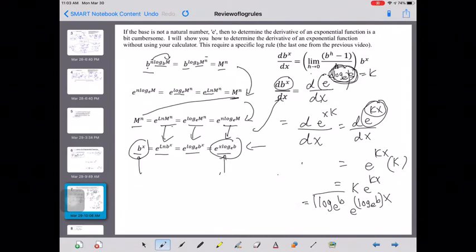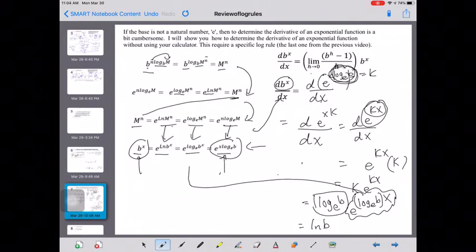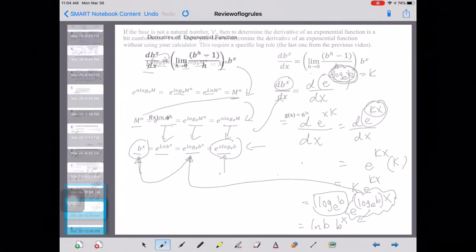So if you notice this piece here, we can rewrite it as log base e of b, which is the same thing as ln b. Now this piece here, if you go back to this part here, it looks exactly the same as this piece here, which is the same thing as the exponential function. In other words, this is going to be b to the x.